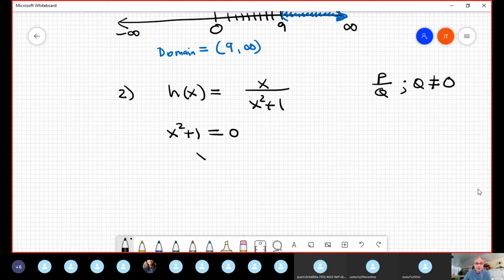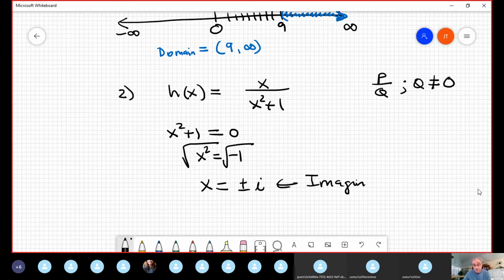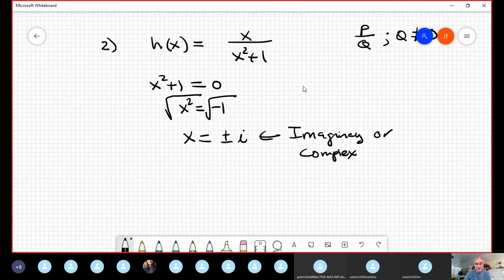Now, I solve this. x squared equals negative 1. Take the square root of both sides. I can see that the answer is plus or minus i. When the answer is imaginary or complex, that means it does not belong to the real numbers. Remember, the domain is all real numbers except the restriction. But I discovered that the restriction is imaginary. The restriction lives in another planet, not in our planet. Therefore, we have no restriction in the real field.